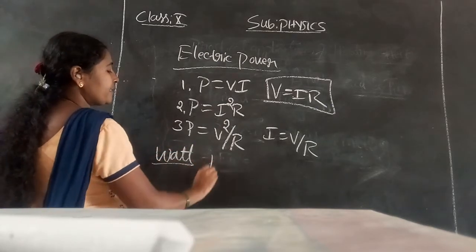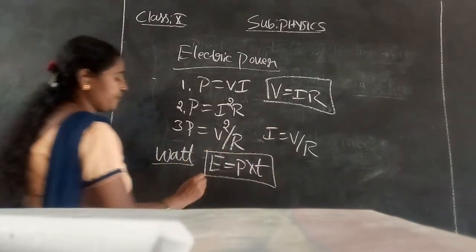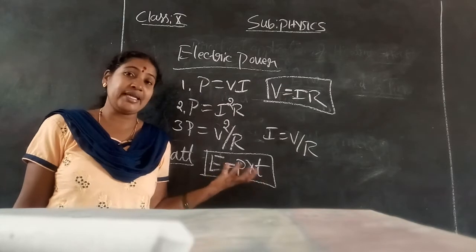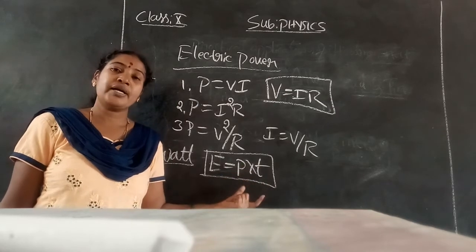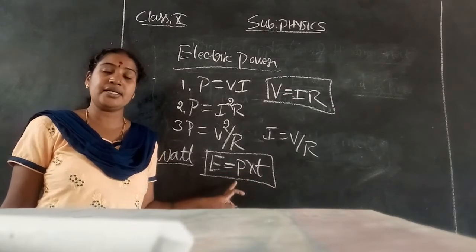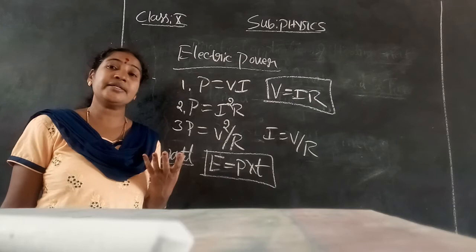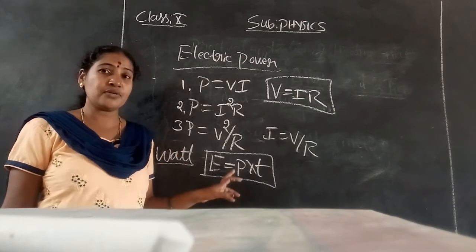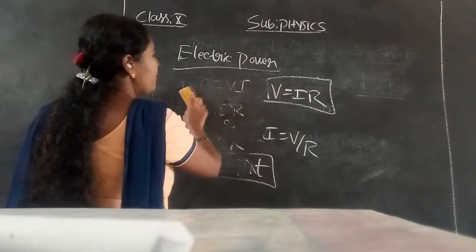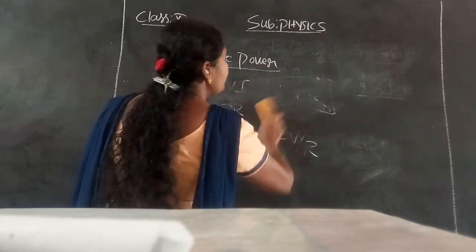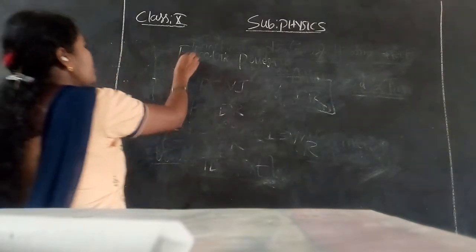W-A-T-T. And the electrical energy formula is E is equal to P into T. This is very important, you have to learn it, children. The electrical energy that we have used, the energy consumed, will be given by the product of power into time taken, P into T. And what is the SI unit of electrical energy? That is in terms of joule, correct? Okay. Now let me explain about the commercial unit of electrical energy used, which is kilowatt hour.